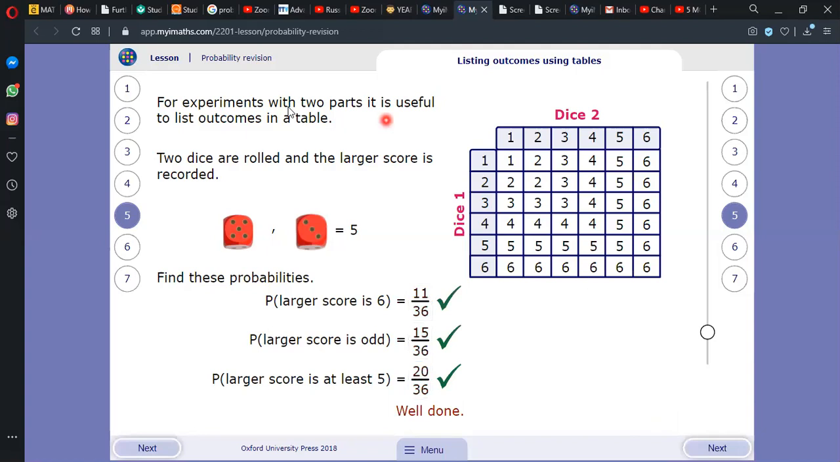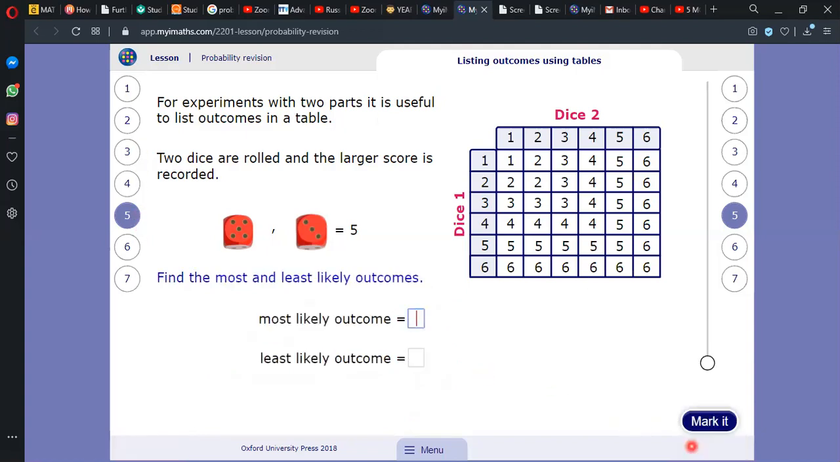Let's mark it all correct. Next, we now want to use the idea of finding the most and least likely outcomes. The most likely outcome is definitely the one that has the highest number of occurrences, and that is 6. The least likely outcome is the one that is like it's not even there. If I watch the table, I can see that 1 appeared only once. So that should be 1. And that is what we're talking about.